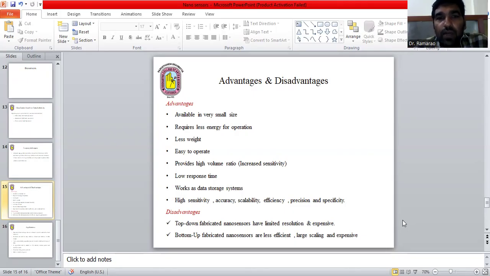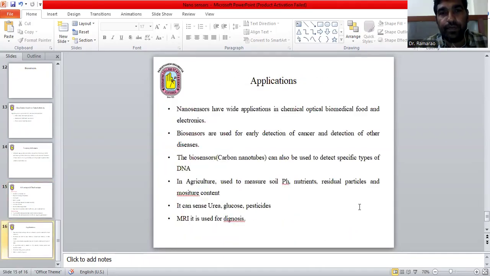So there are two disadvantages, especially these top-down fabricated nanosensors have limited resolution but are highly expensive. And bottom-up fabricated sensors are less efficient at large scale, and expensive. So compared to the disadvantages, the advantages are more. So it is widely used. Different areas of applications are there: chemical, optical, biomedical, food, and electronics. Various industries it is used.